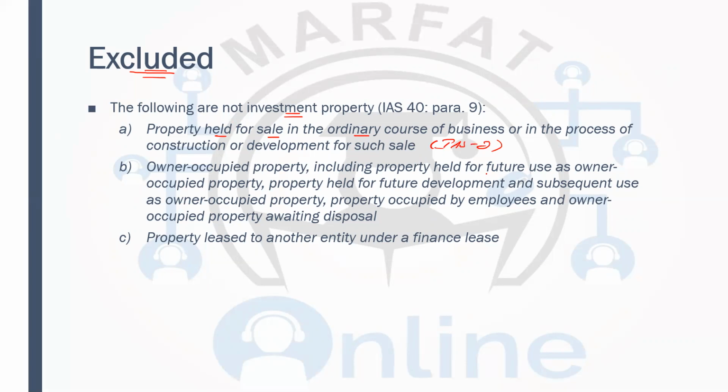Let's assume I own a construction company and I construct properties, and once those properties are constructed, then I sell them. So it's the ordinary activity of my company to construct the properties and then sell them. So that cannot be classified under IAS 40 investment property, because this is my ordinary course of business, to construct the properties and sell them.